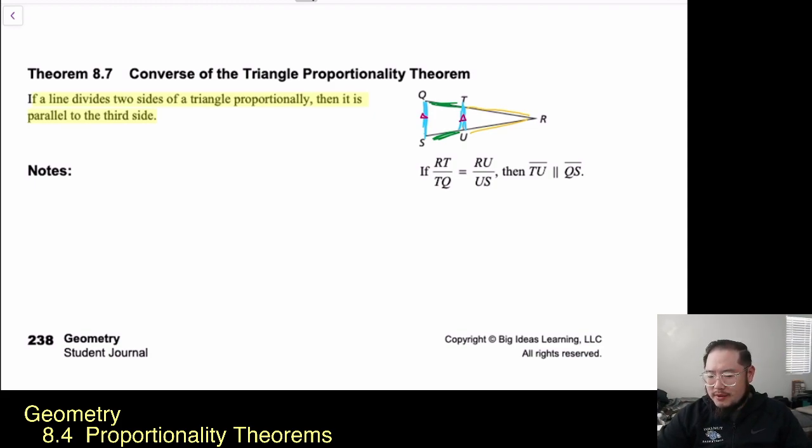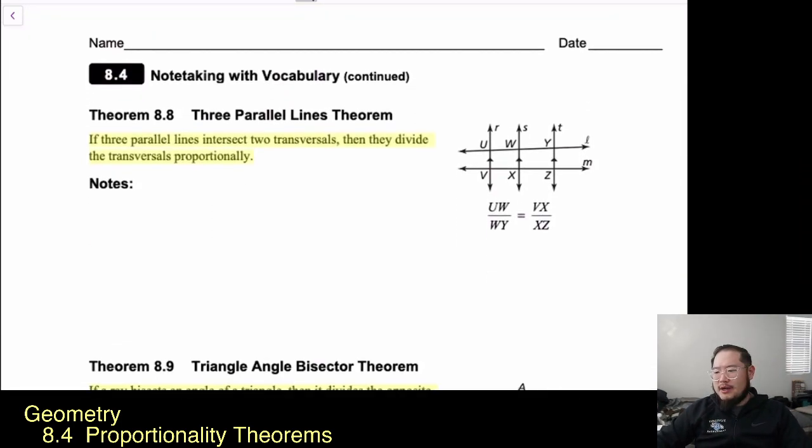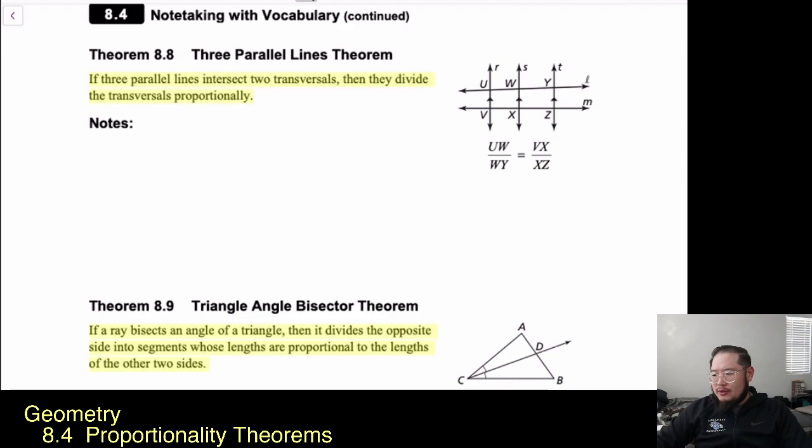We go to the next theorem, theorem 8.8. We have the three parallel lines theorem. So I've got three parallel lines, and you can see R, S, and T, those are the three lines that are parallel. They intersect two transversals. It's very interesting, I guess, in the fact that we have two transversals instead of one, and they divide the transversals proportionally.